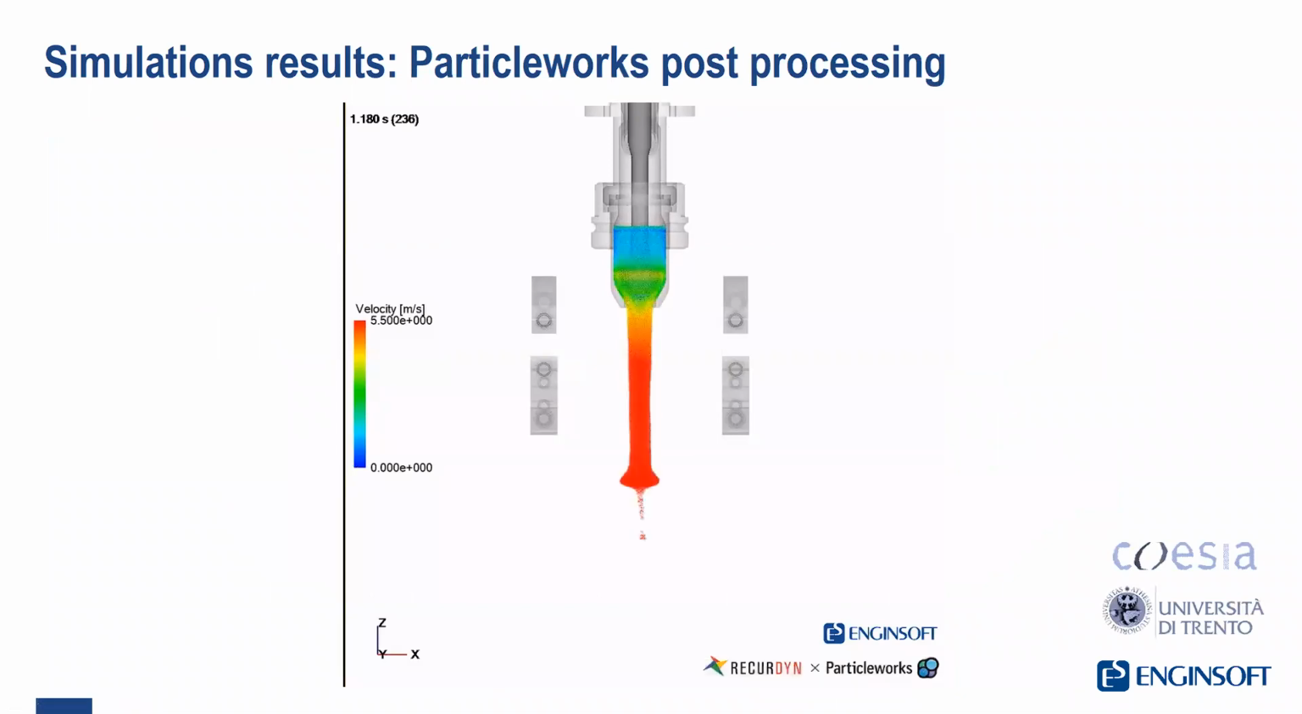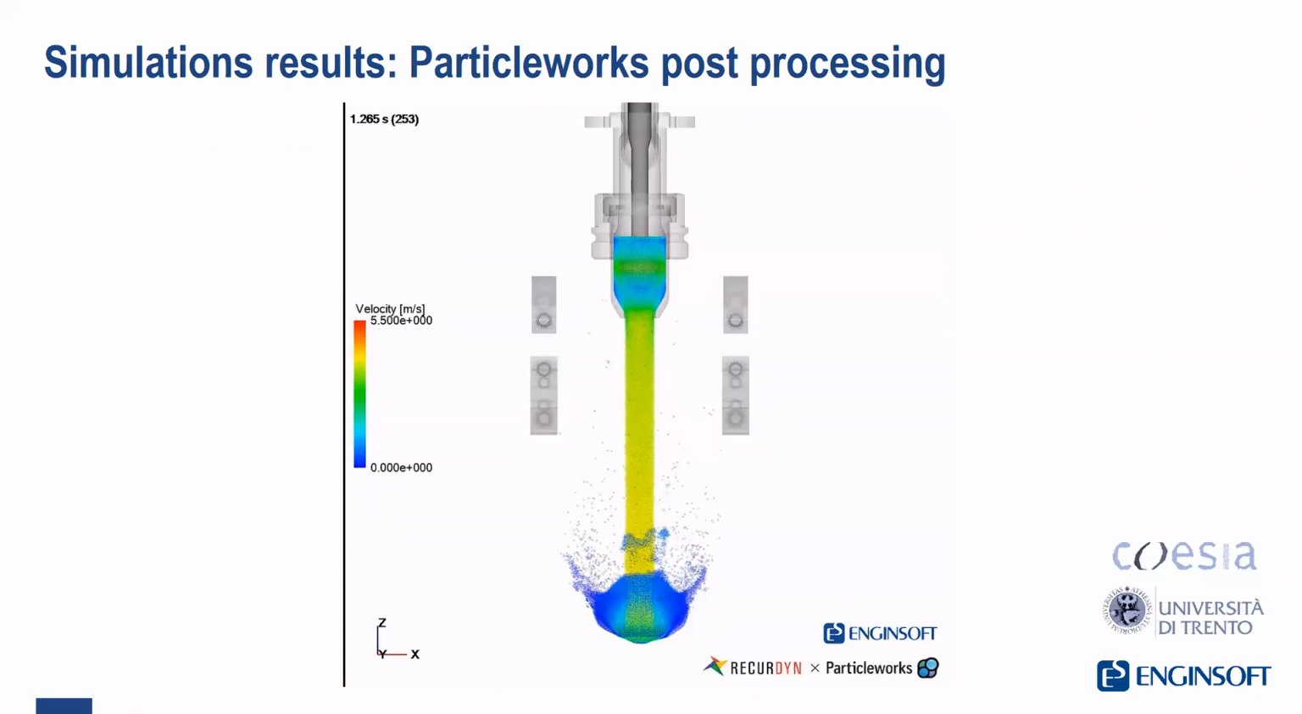In terms of output on the Particleworks side, we can of course visualize every type of observable that is present in conventional CFD: velocity field, pressure field, wetted regions on the pouch. We will see in the next slide.